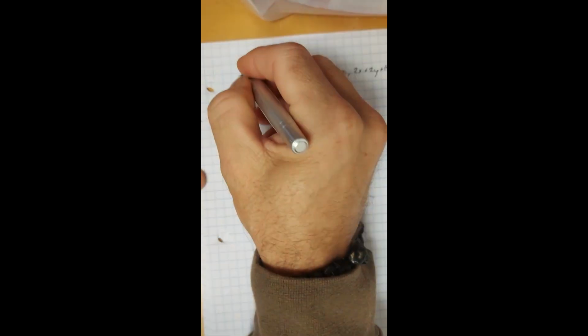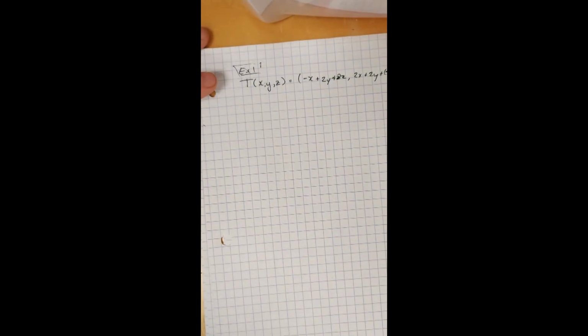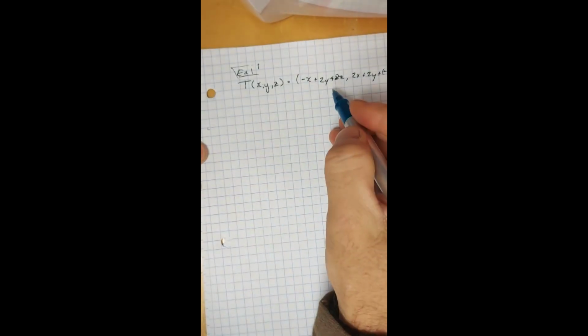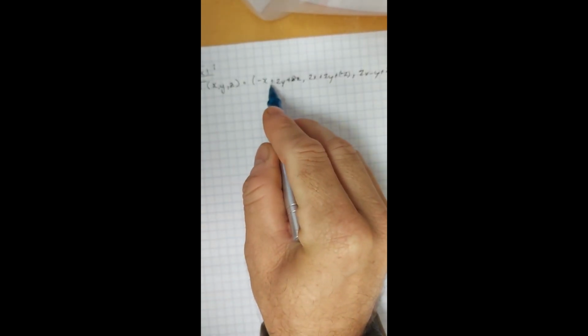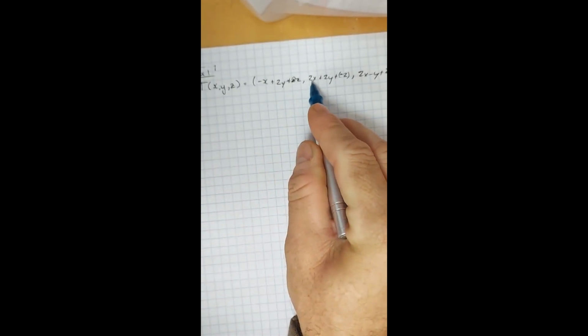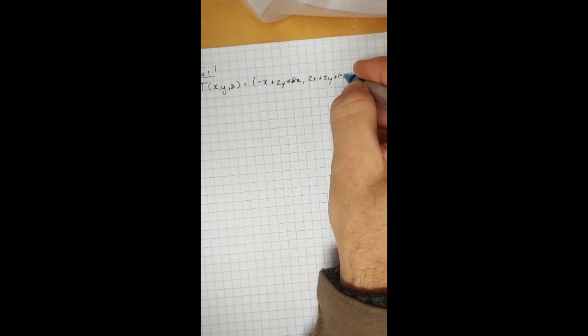All right, in this example, example 1, what we're looking for is to find the eigenvalues and eigenvectors of this transformation. So we have T of x, y, z is equal to negative x plus 2y plus 2z, 2x plus 2y minus z, and 2x minus y plus 2z.